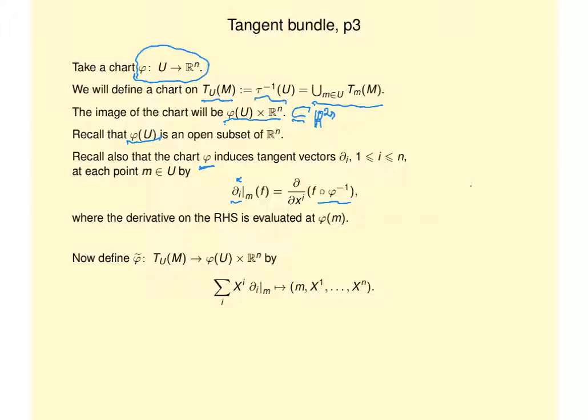Now I'll use that to define phi tilde from Tu of M to phi u cross Rn. Namely, any tangent vector to a point little m will be a finite linear combination of these basis vectors, partial i, and real coefficients capital X of i. And I simply map that across to m and the n coordinates of the tangent vector. And it's clear, isn't it, that that's a bijection, and we've got to look at the overlap maps. We'll do that next.